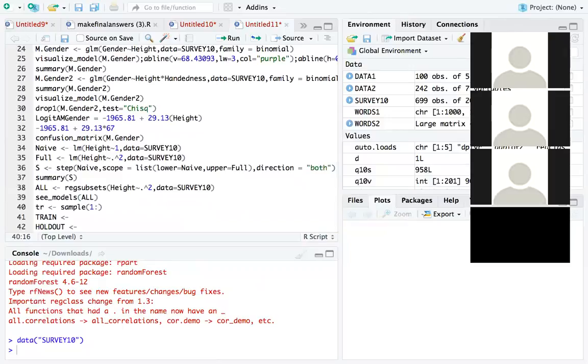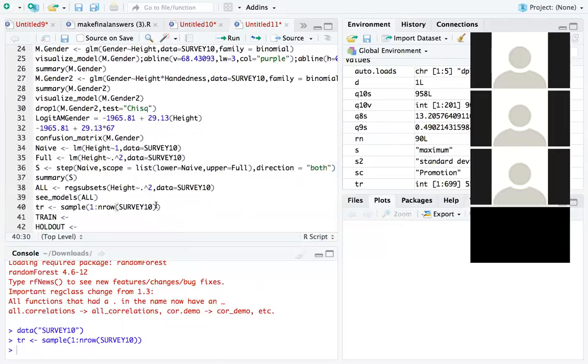You can actually just type in here 6. It's really good coding practice to not put numbers where you don't need them, because then you can adjust the code for whatever you want. So I don't know why I just did that. I want to then take 80% of survey, the number of rows in survey. There we go.